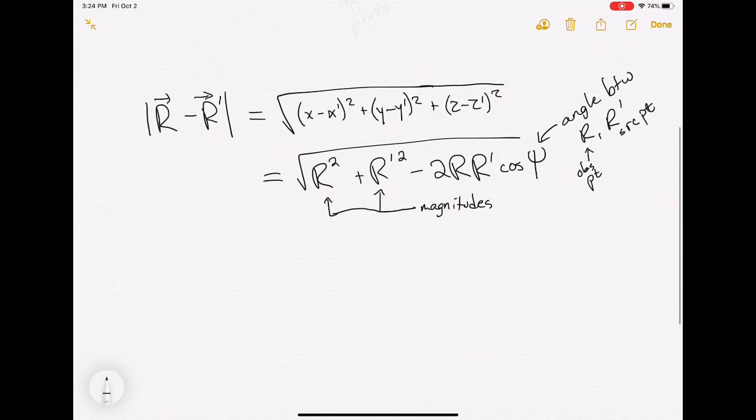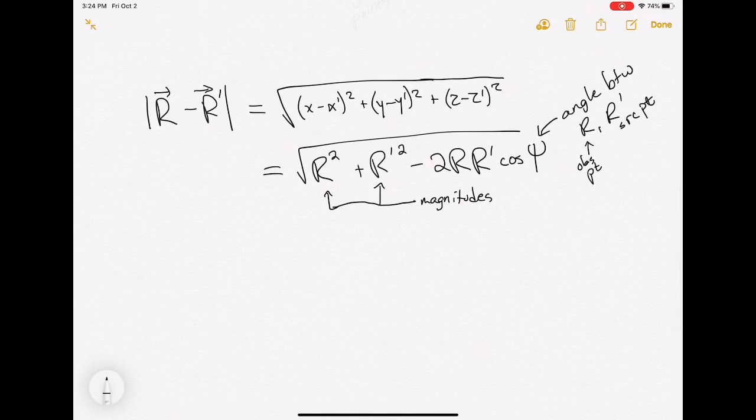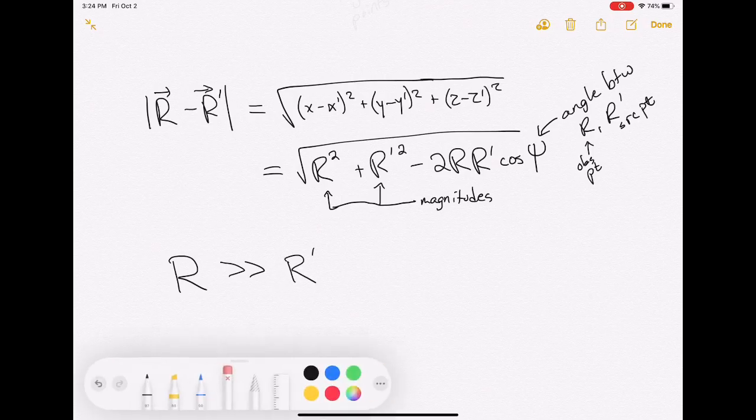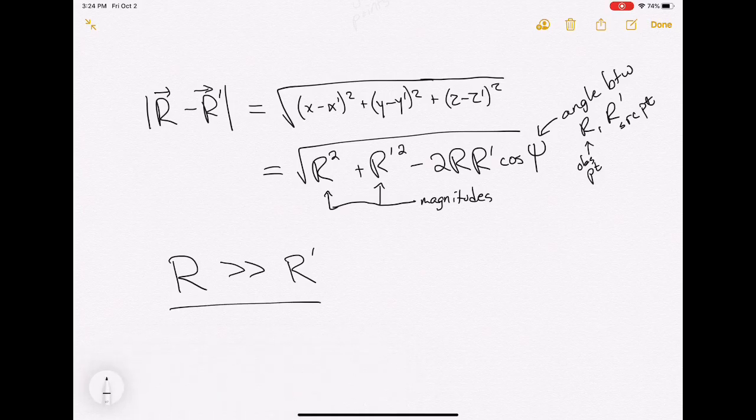Usually in an antenna situation, the observation point is much farther away from the origin of your coordinate system than a point that's still physically on the antenna. So in that sense, r is much greater than r prime. That kind of makes sense. If the receiver was right next to the transmitter, you could just hand them your message or say it to them. You wouldn't actually need to use an antenna in the first place.